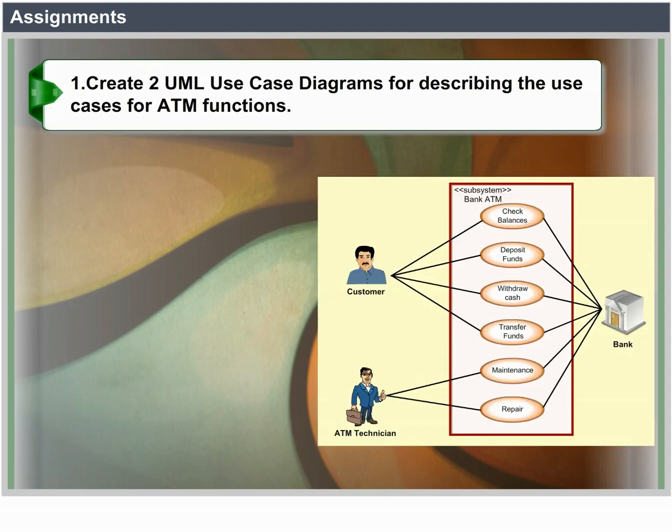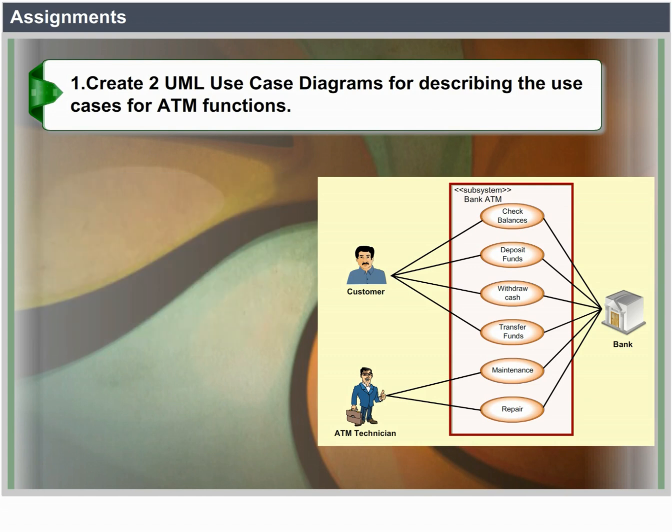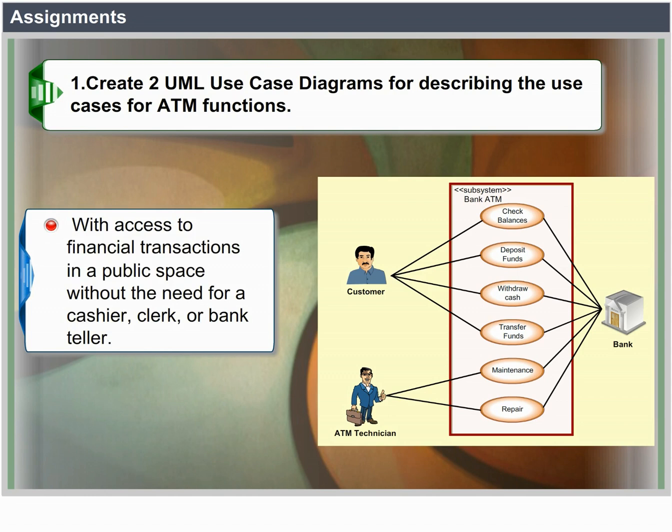Assignments. First, create two UML use case diagrams for describing the use cases for ATM functions. An automated teller machine (ATM) or automatic banking machine (ABM) is a banking subsystem that provides bank customers with access to financial transactions in a public space without the need for a cashier or bank teller.